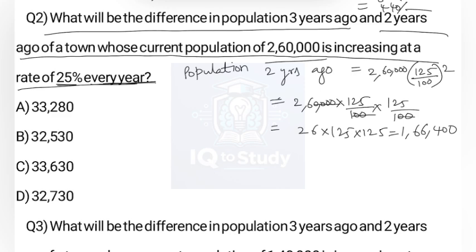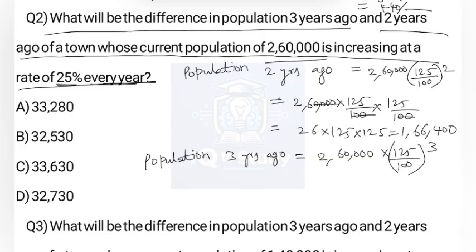And now, population 3 years ago is equal to 260,000 into 125 by 100 whole cube, which is equal to 260,000 into 125 by 100 into 125 by 100 into 125 by 100. That is equal to 1,33,120.